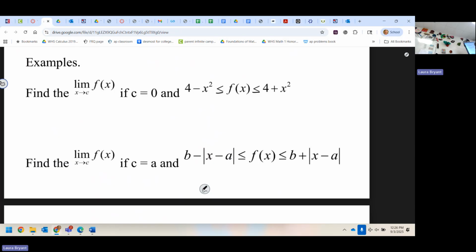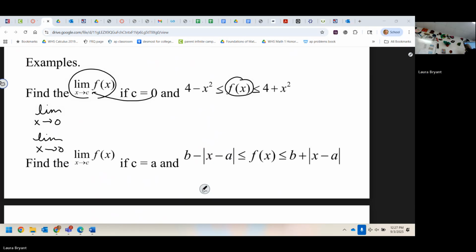If I have this inequality, that gives me a clue that I might be doing the sandwich or the squeeze theorem. I'm asked about a limit of the middle function. I don't even have an equation for the middle function, but I do have equations for the smallest and biggest, and I'm going to check the limit on each of those. We're going to practice using good notation. By the way, this is c equals 0, so limit as x goes to 0. I'm going to do that twice, once on the small function, and then once on the biggest function.